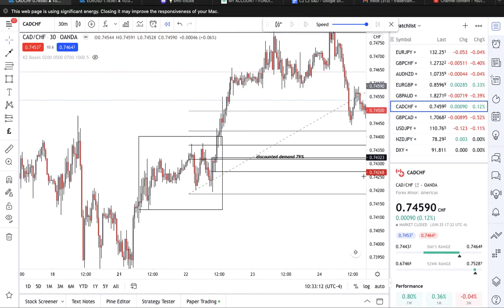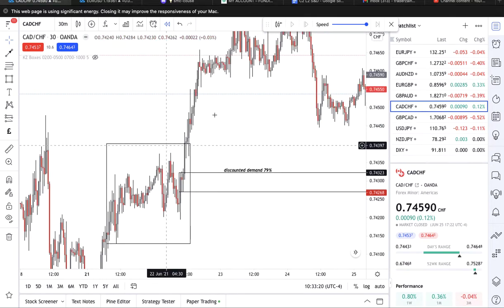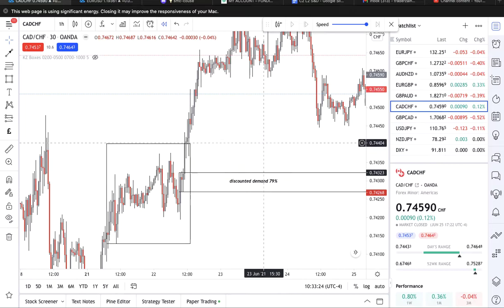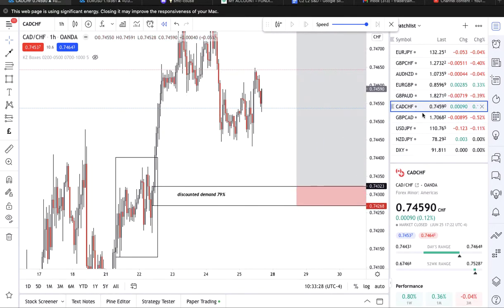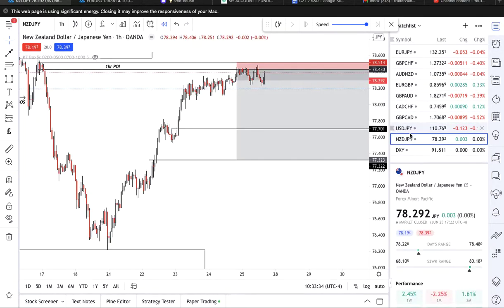And if I head over to that 30-minute, I'm sure I can show you the zone I'm going off with, which is right here. Rally, base, clean indecision candle, and then a rally, right? And we've got this imbalance and that break of structure. That is why I'm looking to take entry off this discounted demand, right? Pound CAD. I already showed you lot this example. NZDJPY.